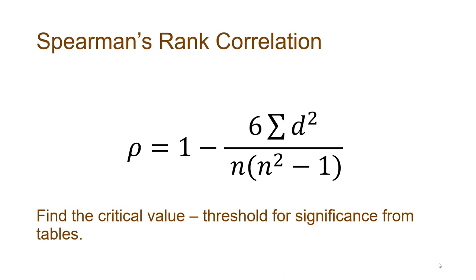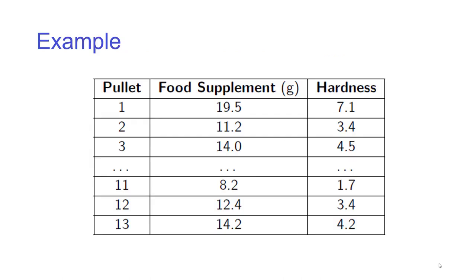So let's go through an example. Here are some chickens, and they're being fed different amounts of food supplement. There are 13 chickens, and they produce eggs which have different amounts of hardness. So what you're trying to figure out is whether there is a relationship between the amount of food supplement that you give and the hardness of the eggs.